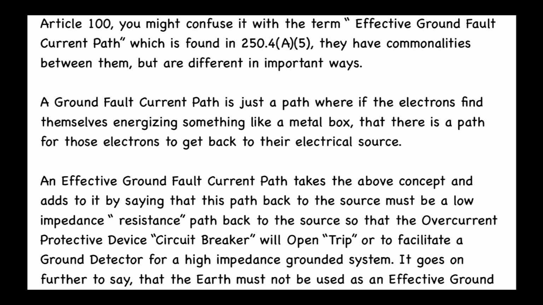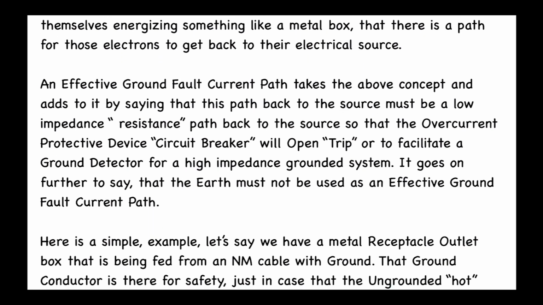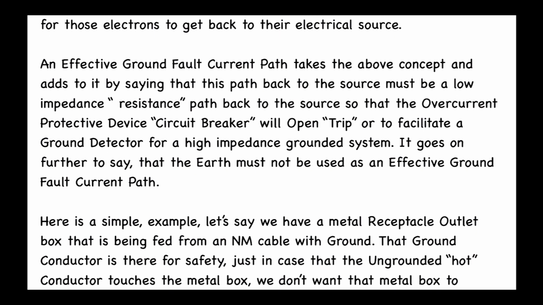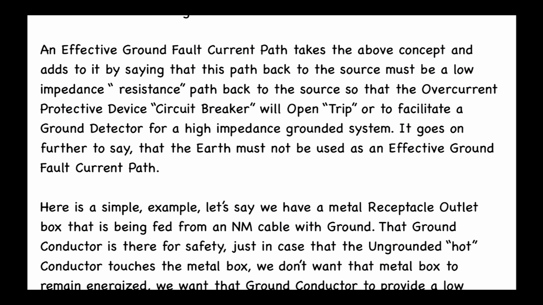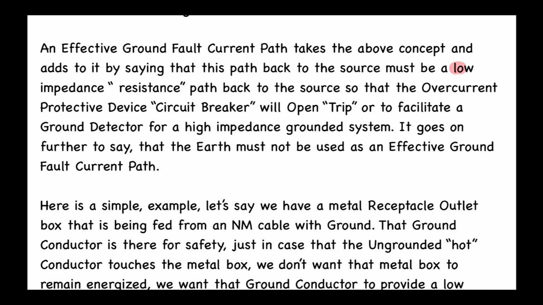An effective ground fault current path takes the above concept and adds to it by saying that this path to the source must be a low impedance, and we also call that resistance, path back to the source so that the overcurrent protective device, the circuit breaker for example, will open. We also call that to trip. Or to facilitate a ground detector for a high impedance grounded system. It goes on further to say that the earth must not be used as an effective ground fault current path.